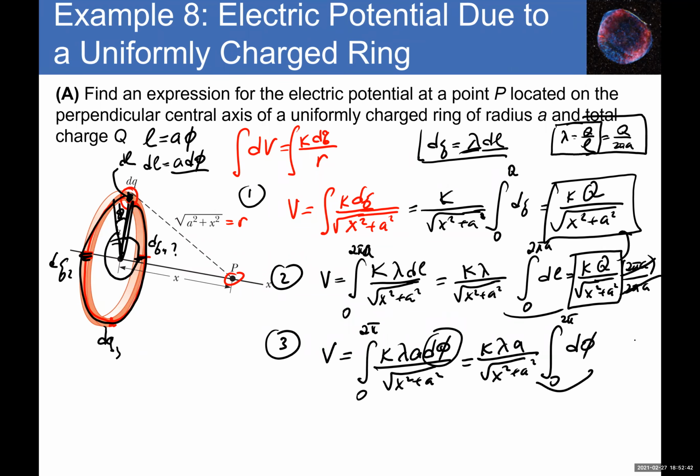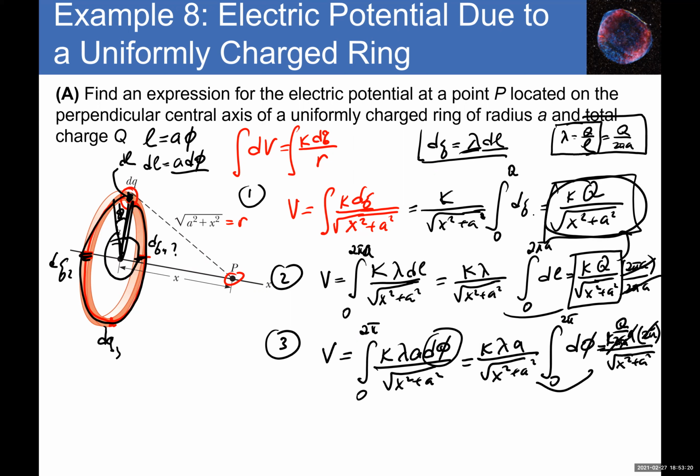Well, you can see, right? This integral gives me nothing but 2 pi. That means what I end up with here is k lambda a, then 2 pi over x squared plus a squared. Again, what do we do with this? Well, remember that lambda equals q over L, or q over 2 pi a. So if I replace lambda with q over 2 pi a, the a's cancel out, the 2 pi's cancel out, back to exactly the same thing.